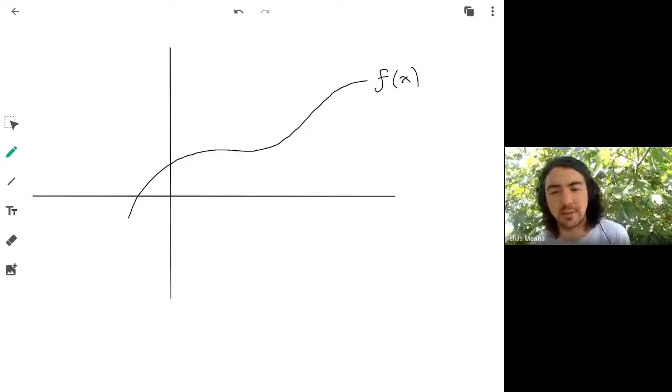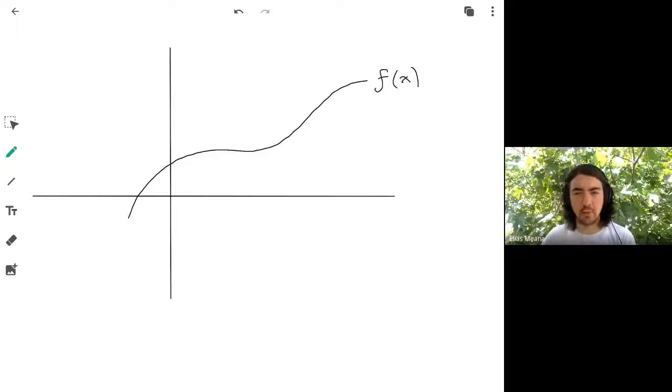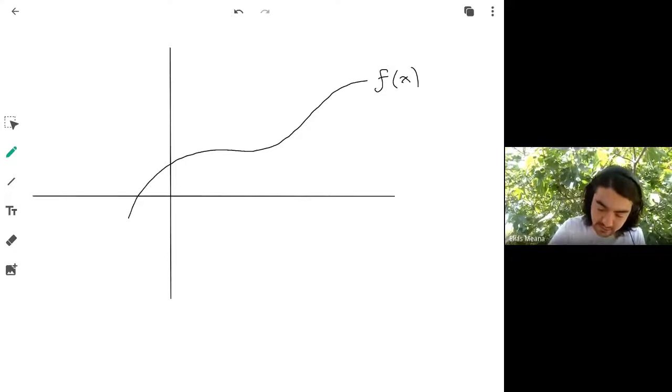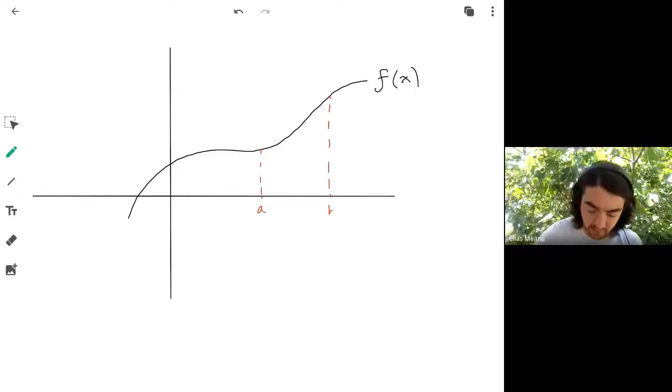This is our little f of x. Remember, we were trying to determine areas and how we could actually find areas computationally. So let's try to determine the area under this graph from some a to b that I'm going to draw. This is a right here on the x-axis, and this is b over here on the x-axis. This is the area we're trying to determine, the area between these two things.